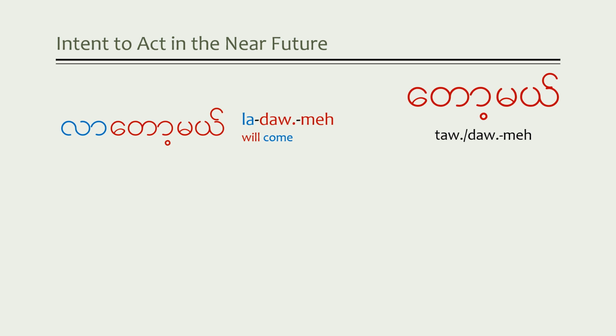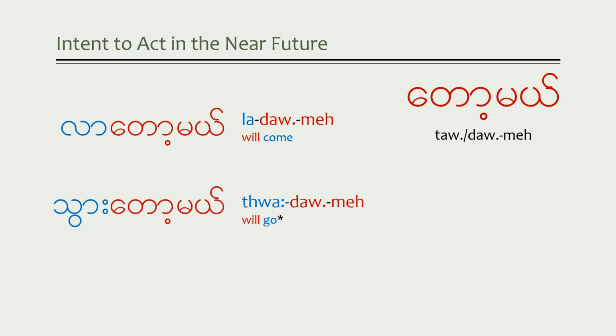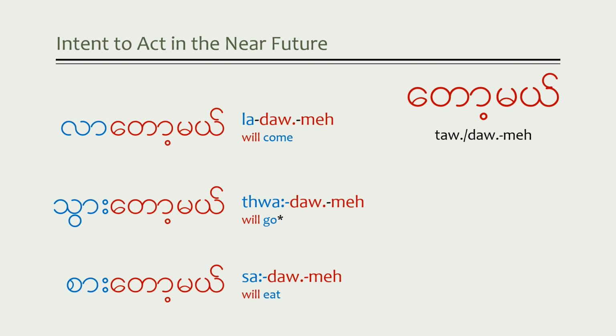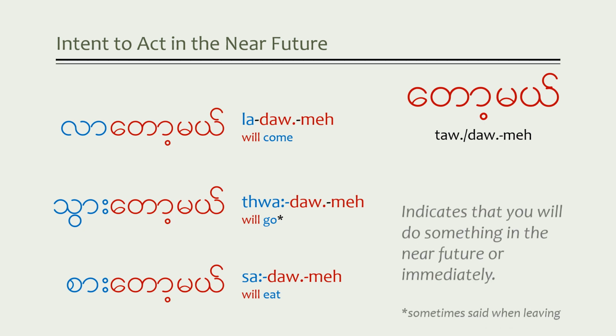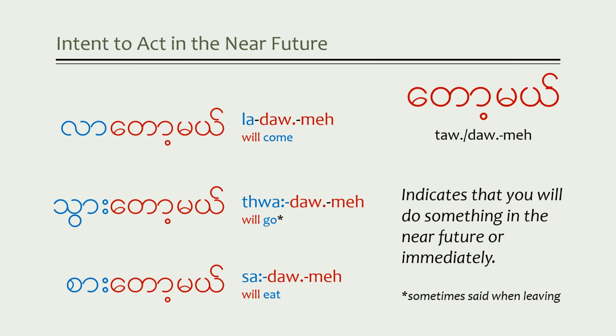To say, I will come, and I'm going to do it soon, I would say, la do me. Or to say, I'll go, toi do me. Or to say I'll eat, sa do me. Now, by adding this particle, you're saying you're going to do something very soon, if not immediately, which is what I would have wanted my son to say when I asked him to take out the trash.